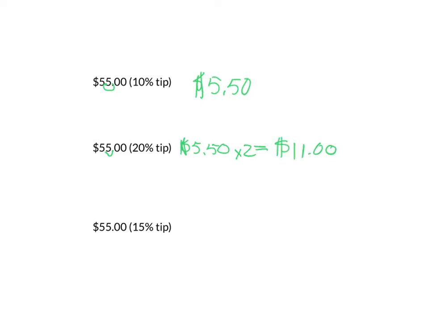So what if 15% is an extreme, like it's super acceptable, right? Some people don't want to tip 20%, but some people want to give more than 10. So what if you want to do 15%? So here's what you can do. Again, you can take your 10%, right? So it's $5.50, and that's 10%. You need to add another 5%. So you would take half of your 5.50. So you've got your 5.50, and then what's half of 5.50?